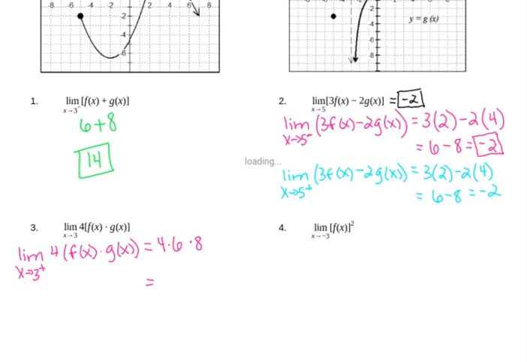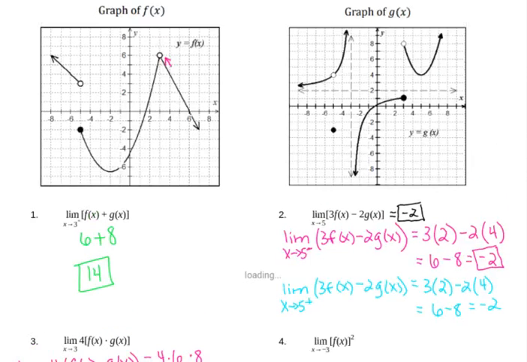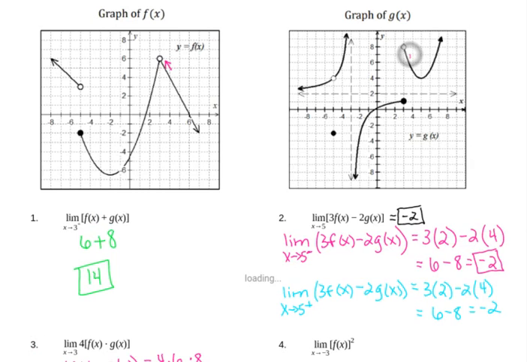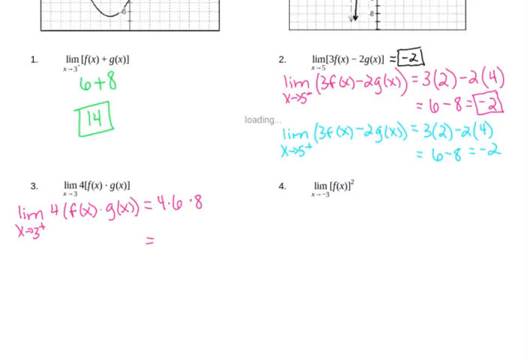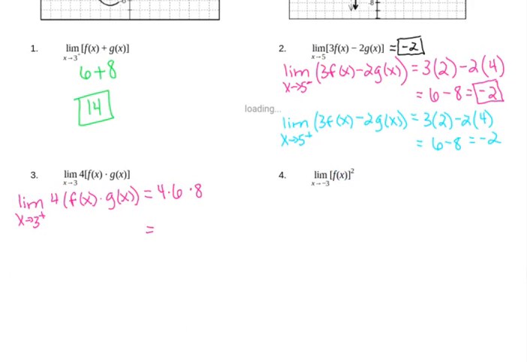Oh, that's why I'm all thrown off. I'm using the same color, but I said right instead of left. Okay. Regardless, we're looking at the right-sided limits right now. And we got 6 and we got 8. Sorry about that. I messed up with the colors, but that's okay. So 4 times 6 times 8 is going to be 192.